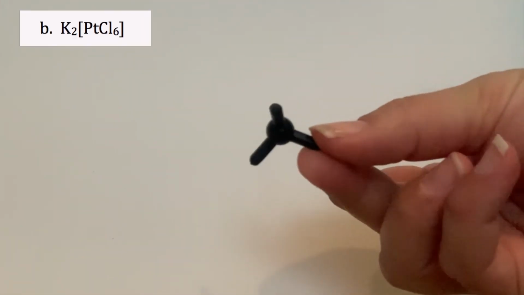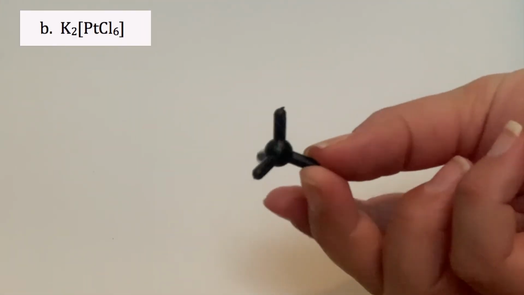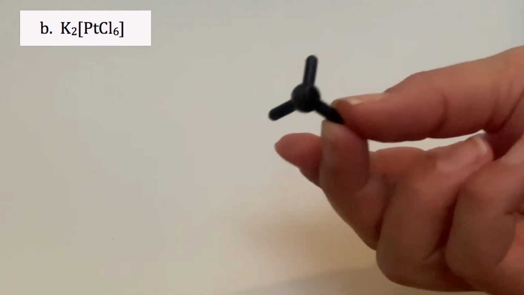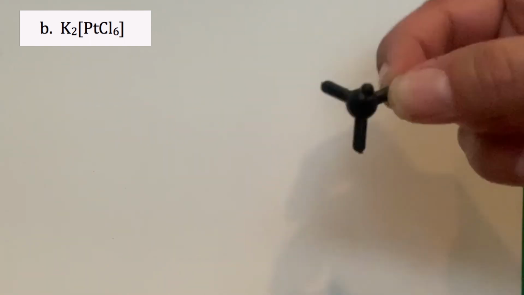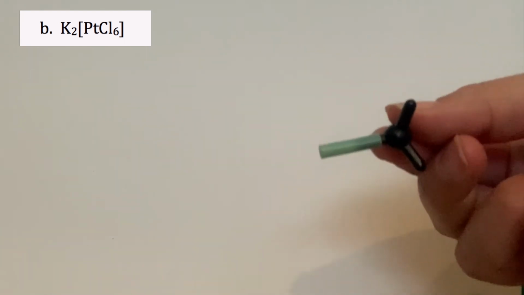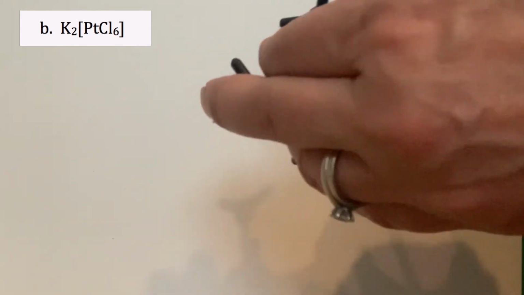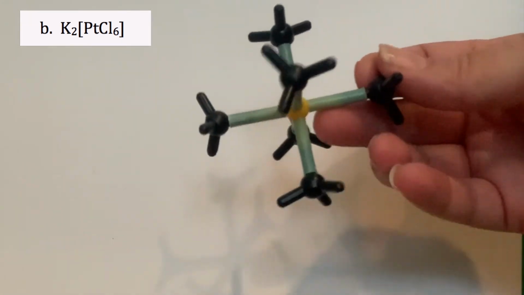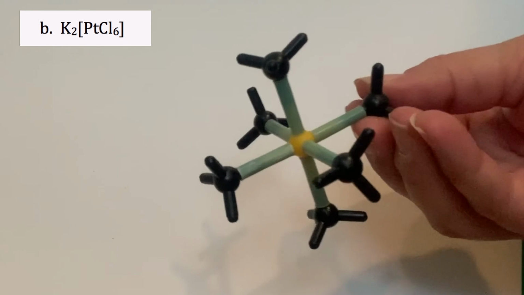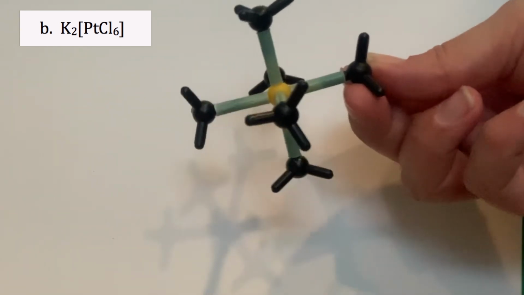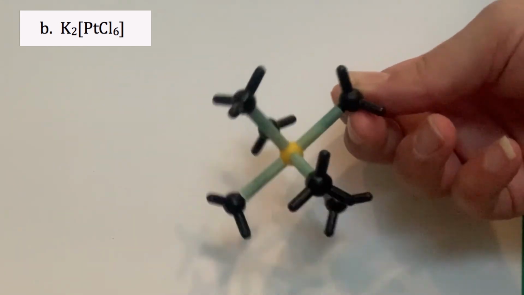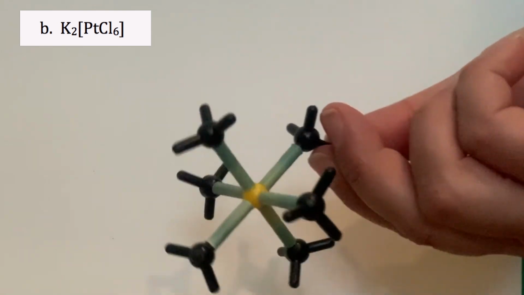This is for B, the complex ion in B. This black piece represents a chloride ion. It has 4 lone pairs on it. So it's the ligand. It's going to donate a pair of electrons represented by this green piece to make the bond with the metal cation in the center. And overall, there are 6 chloride ligands. Each of those donates a lone pair to make a bond with the metal in the center.